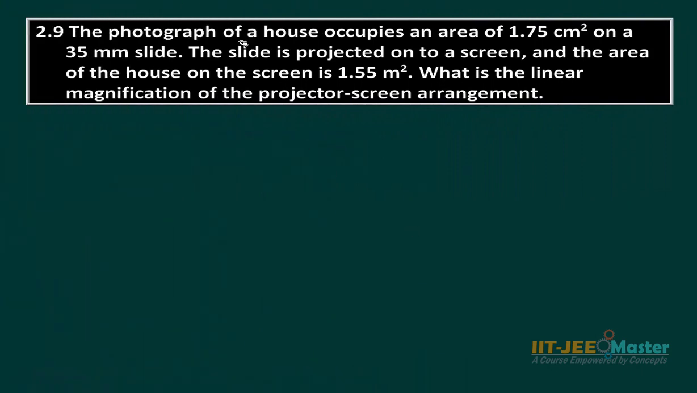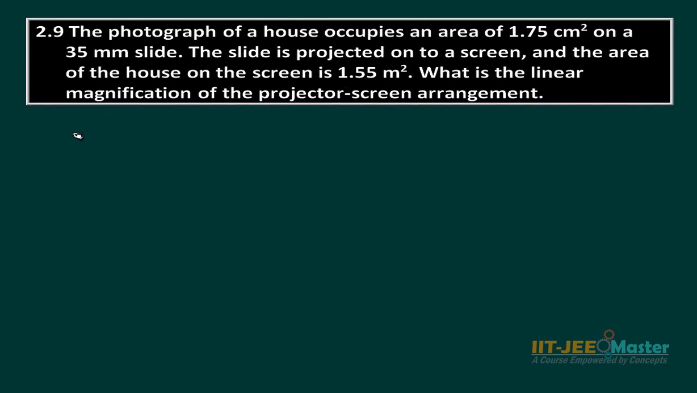The photograph of a house occupies an area of 1.75 centimeter square on a 35 millimeter slide. The slide is projected onto a screen and the area of the house on the screen is 1.55 meter square. What is the linear magnification of the projector screen arrangement? This is the area on the slide, and this area now becomes 1.55 meter square on the projector screen arrangement. That is the area on the screen.